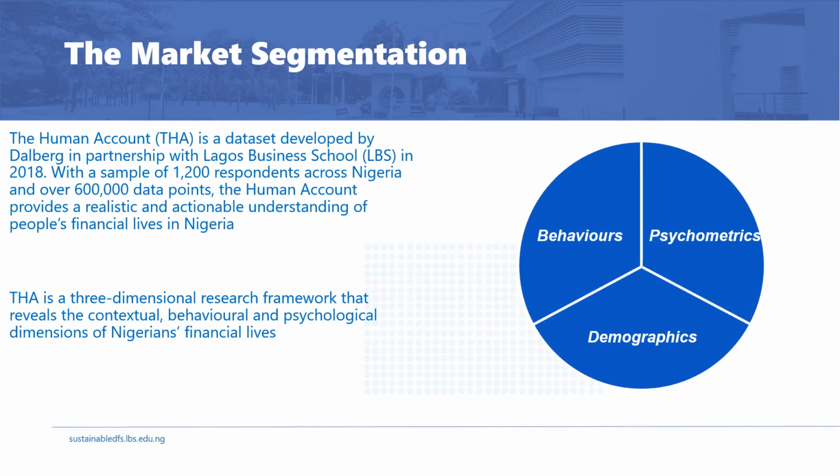Dalberg and her team developed a customer segmentation framework for the Nigerian financial services market in 2018. The framework uses the human account, which is a data set from a sample of 1,200 respondents across Nigeria and over 600,000 data points. The customer segmentation framework presents financial lives of adult Nigerians across three dimensions: demographics, behavior, and psychometrics. The human account provides evidence-based and actionable insights of current and potential financial service customers in Nigeria. We are working on using the EFINA dataset to replicate the customer segmentation framework.